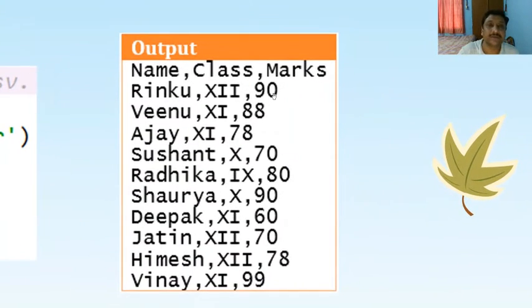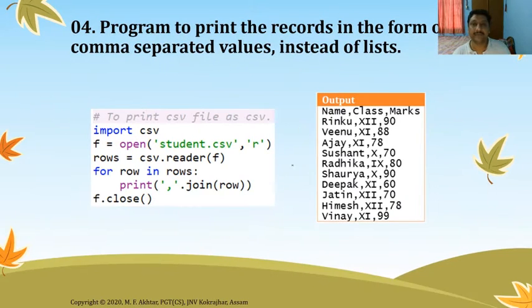See, this is the output. It will show you like this. Each and every element will be displayed using the comma.